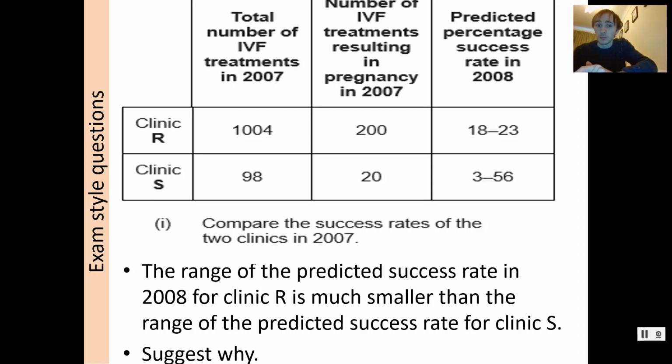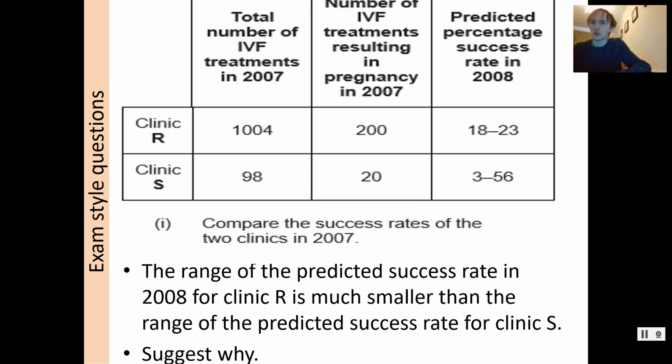there's a much larger number of people, a larger number of treatments in Clinic R. And the reason that matters is because it's much more likely to be repeatable. That word repeatable is key. In 2008, you have done 1,000 different treatments. 200 of them resulted in pregnancy. About 20%, that's actually relatively low. It's very likely that it's going to be the same-ish in 2008, because I've done 1,000. And so this is likely to be representative of a real value.